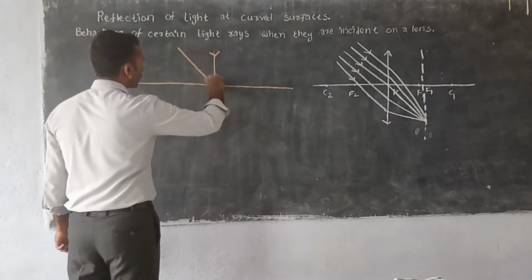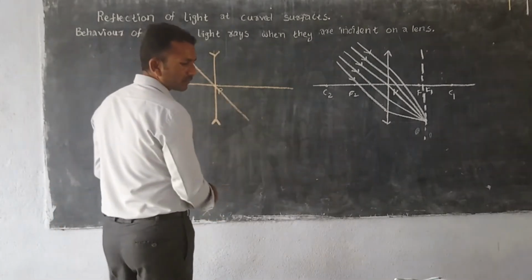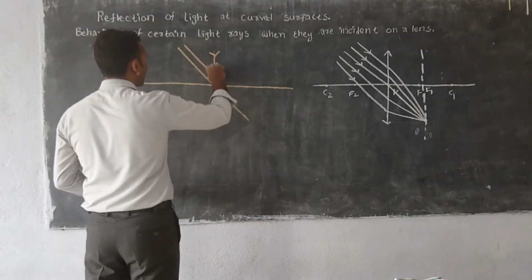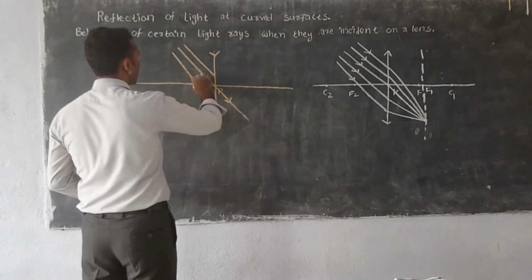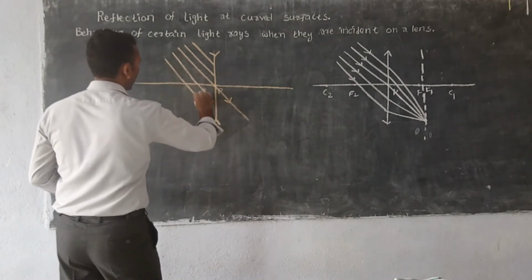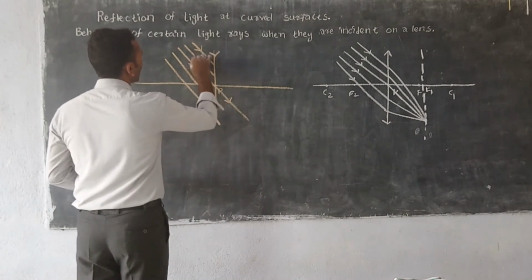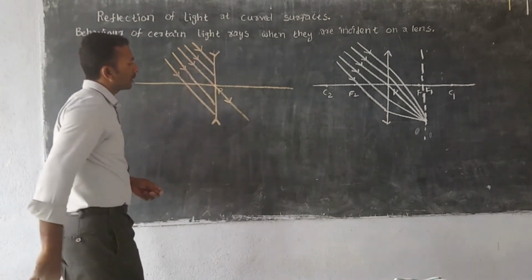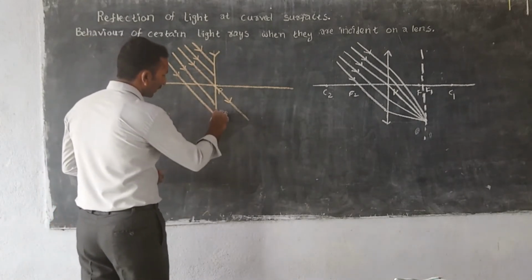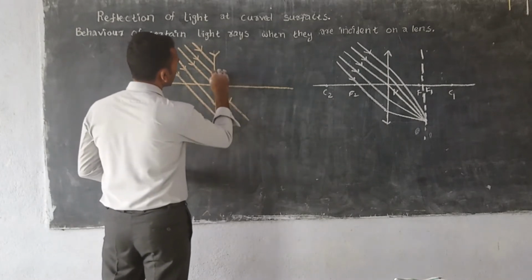The first light ray is going through the optic center, and this one is very easy to take because it is not deviated. This is the second light ray, another light ray, and another light ray. We know that if a parallel beam of light is incident on the concave lens, the rays will diverge.